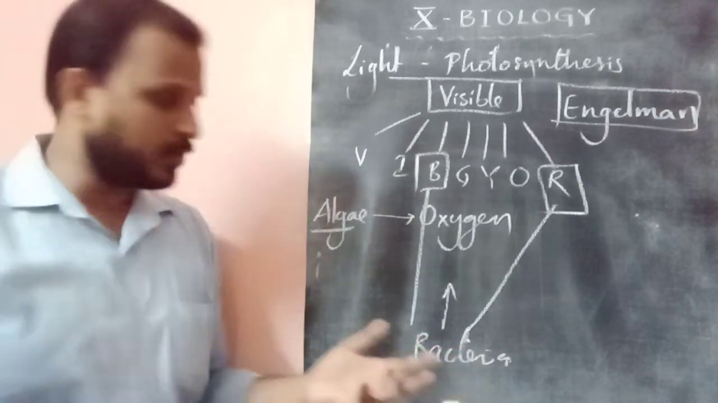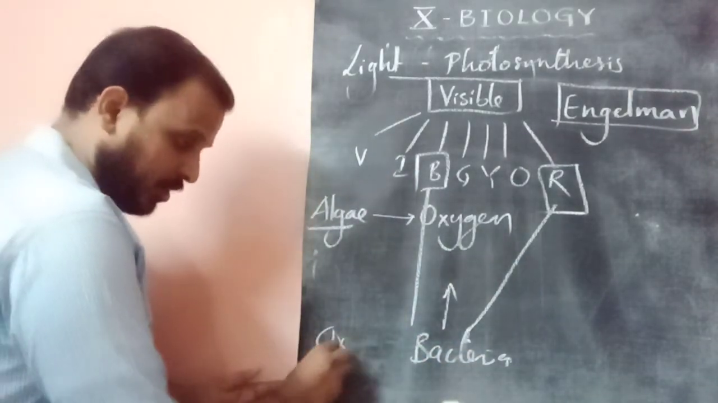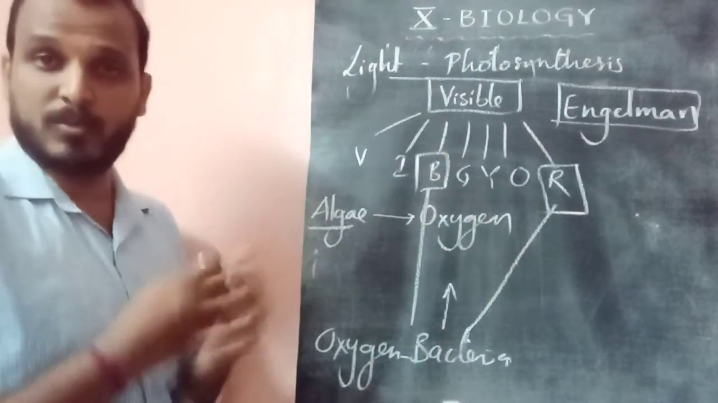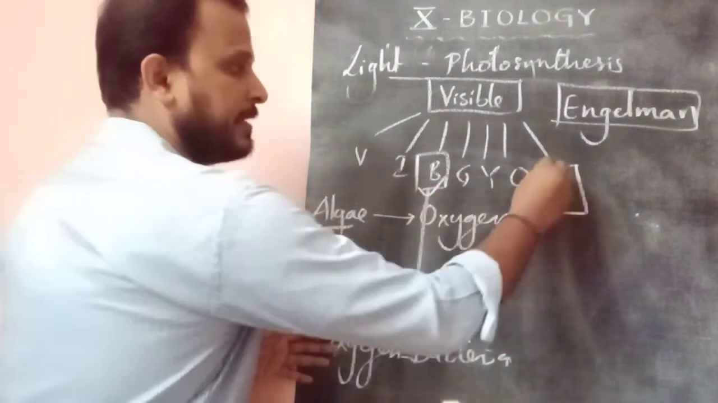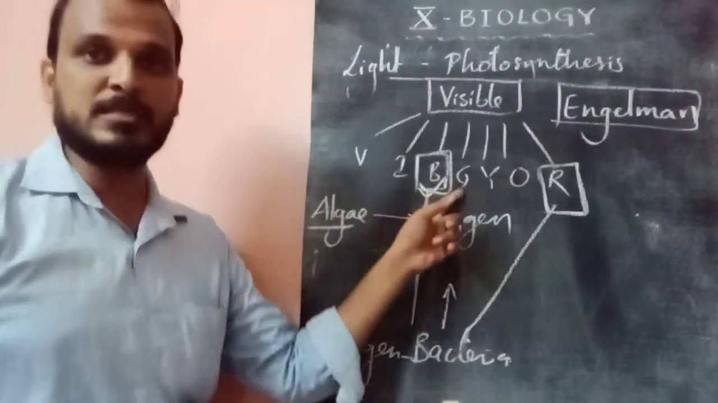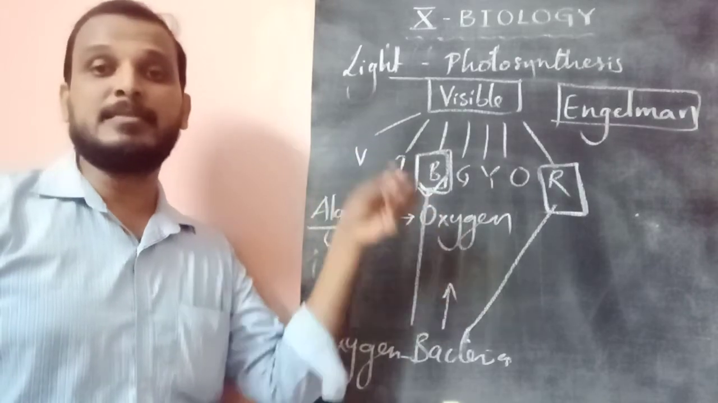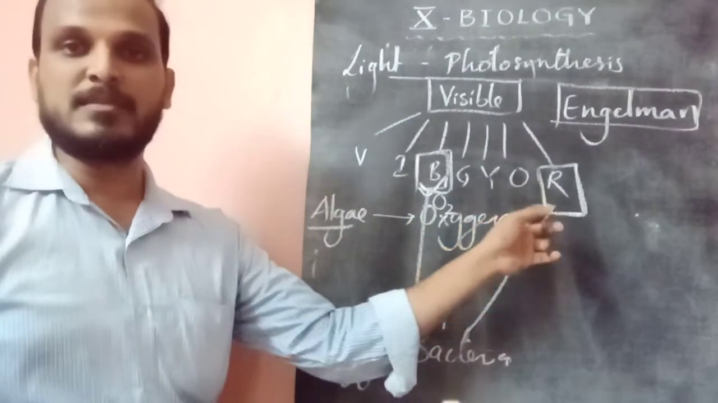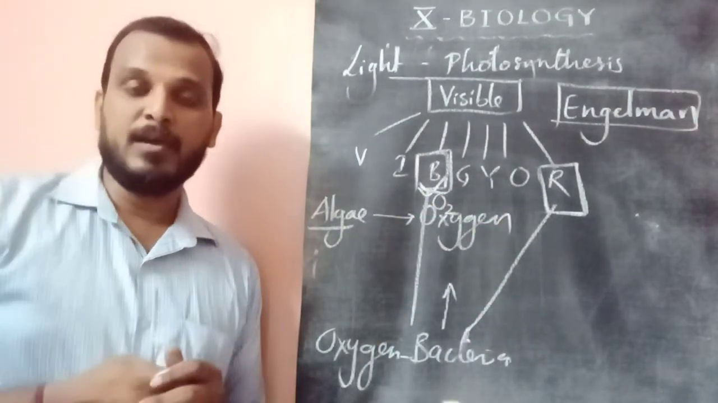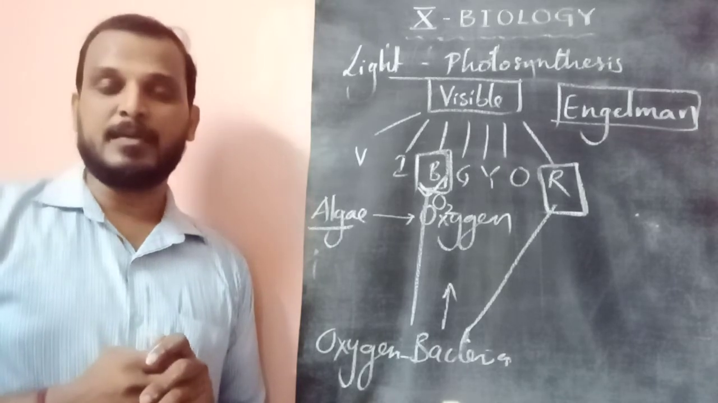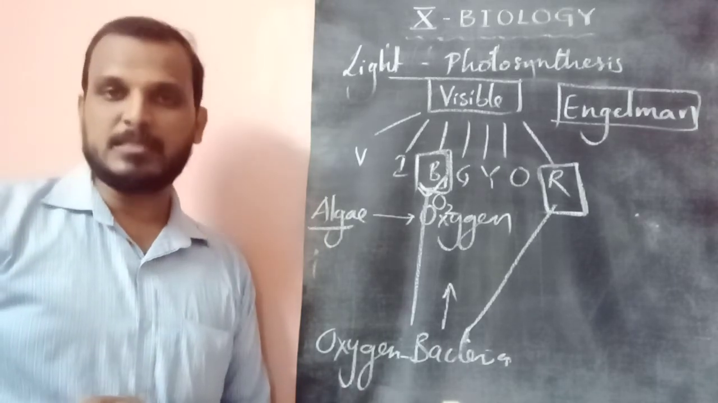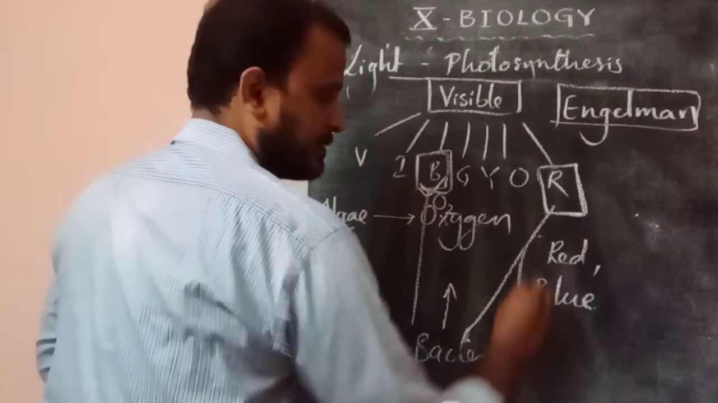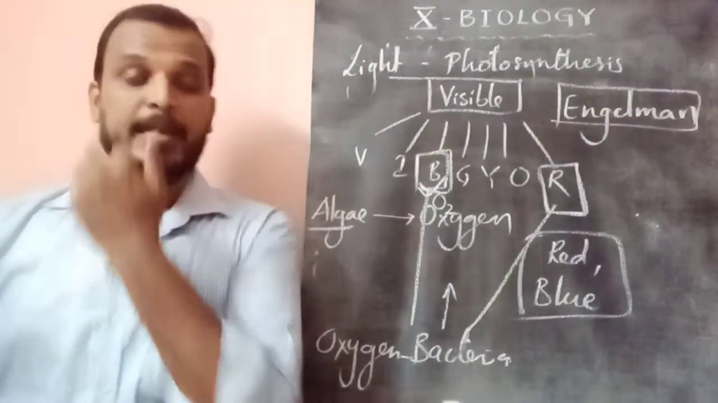Why did they gather more at red and blue lights? They are oxygen sensitive bacteria, they need oxygen to live, so they reach areas with more oxygen. Where is more oxygen present? In blue and red colored lights. Why is more oxygen present? More algae are releasing oxygen in that area. Why is more oxygen released here? Because more photosynthesis takes place. So finally, what statement did Engelmann give? The maximum rate of photosynthesis takes place in red and blue colored lights. This is a great piece of information given by Engelmann.